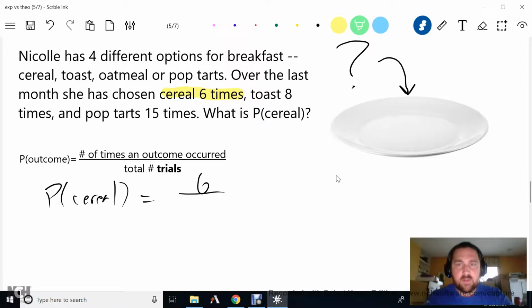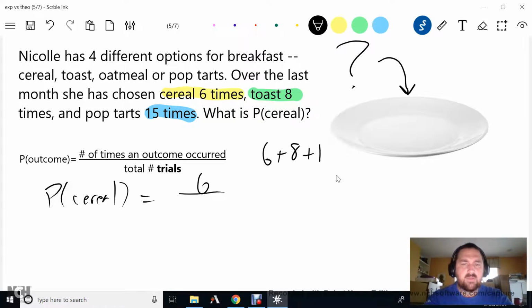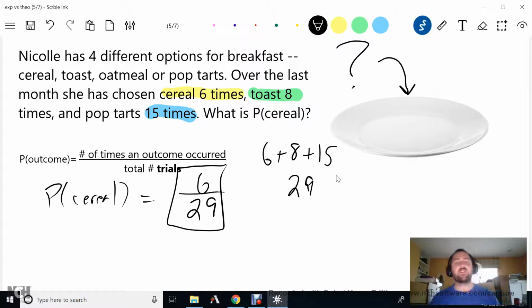Well, let's see. She ate cereal 6 times, toast 8 times, and Pop-Tarts 15 times. So the total would be the sum 6 plus 8 plus 15, which is 29. We have 29 trials in this case. And of those 29, she chose cereal 6 of them. The probability of cereal would be 6 out of 29.